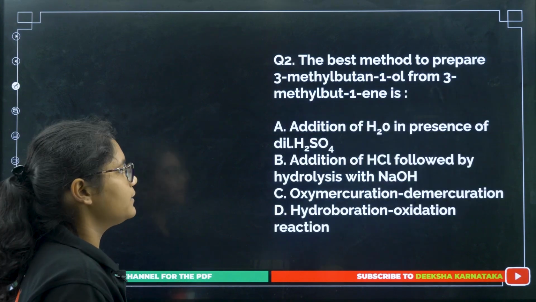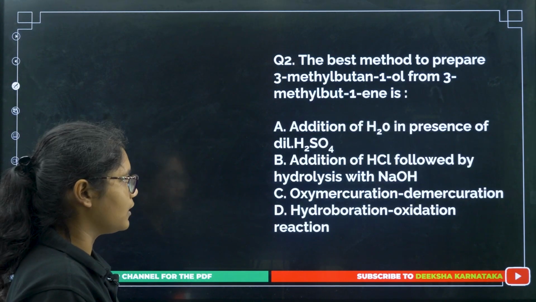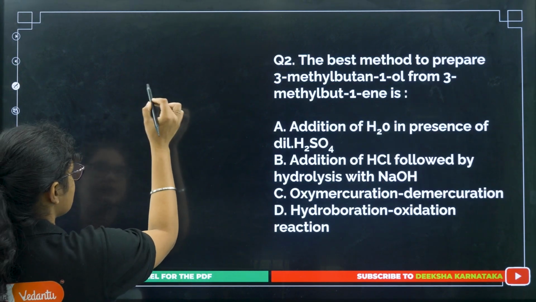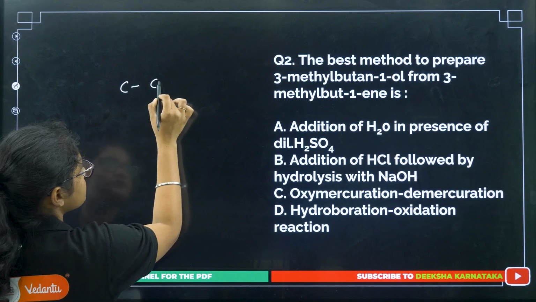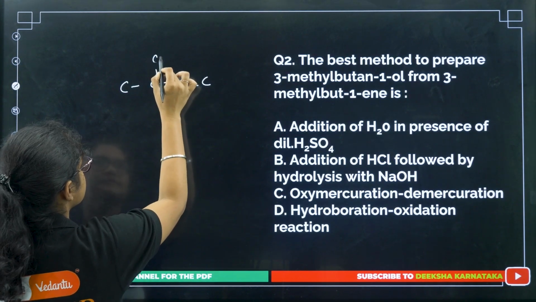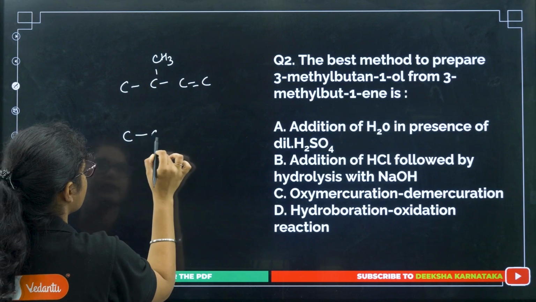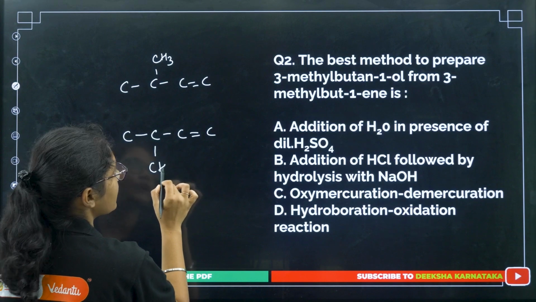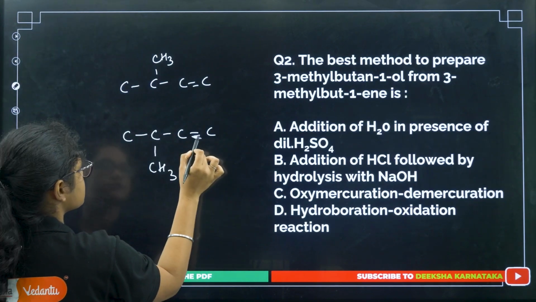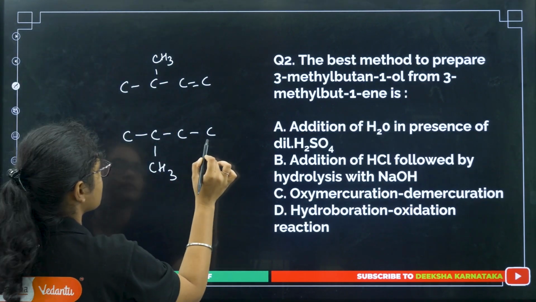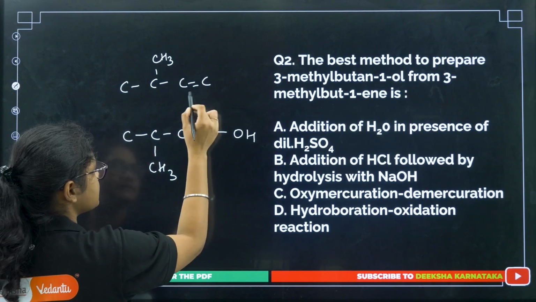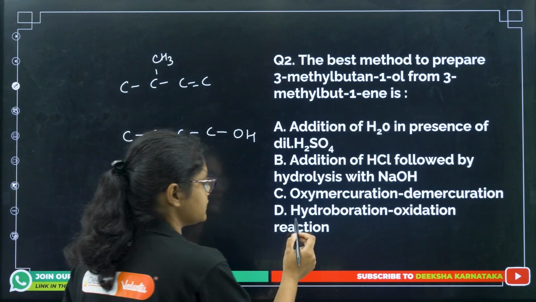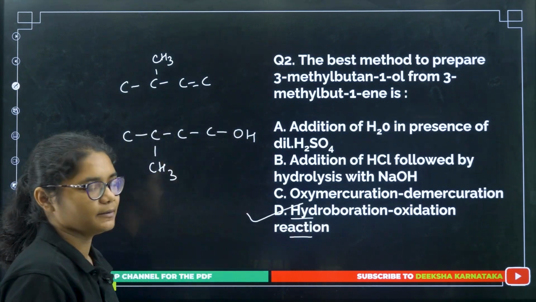Question number 2, the best method to prepare 3-methyl butane 1-ol from 3-methyl butene. I'll write this is 3-methyl butene. From here you have to prepare 3-methyl butane 1-ol. Here what is happening is addition of water, but anti-Markovnikov's rule is there. For that we need hydroboration oxidation, right? So the correct answer is option number D.